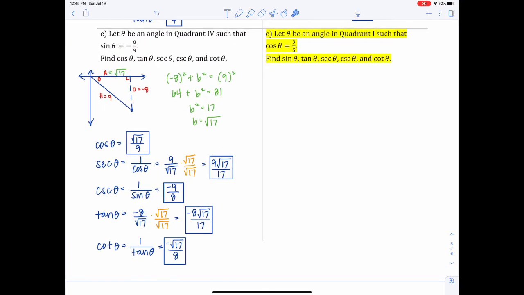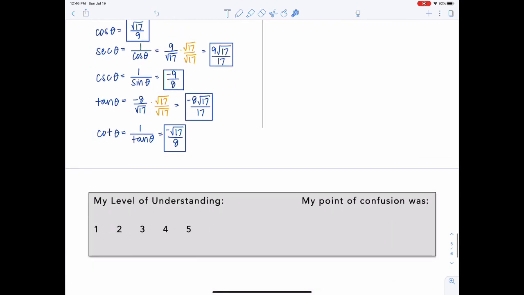All right, at this time, please pause the video, attempt example E on your own and any other highlighted problems from our notes, and then scroll down, circle your level of understanding, and fill in a point of confusion.